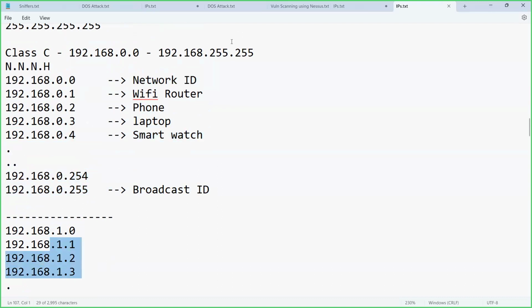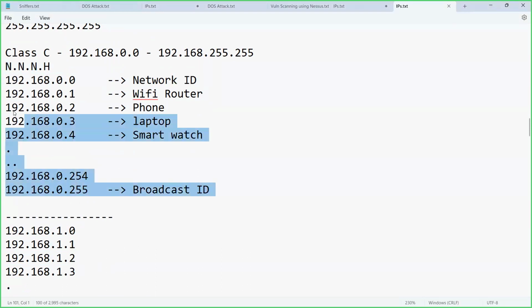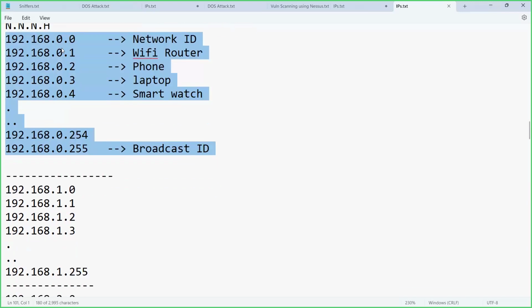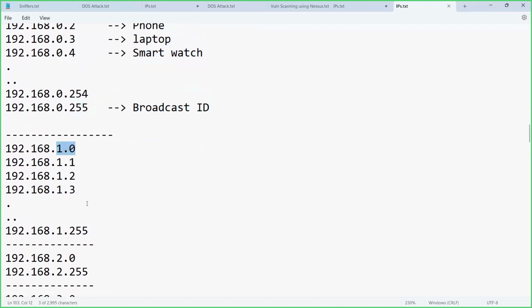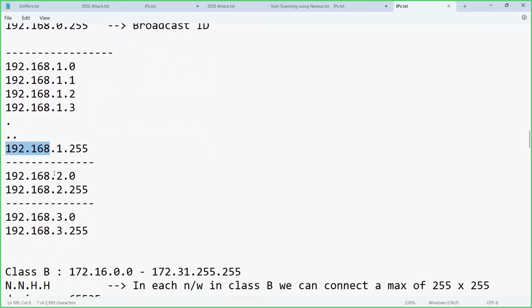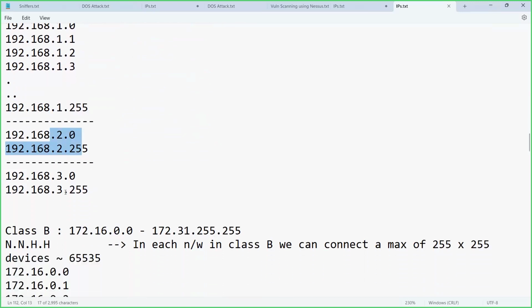Okay. So that's what the network portion and the host portion signifies, guys. Host portion indicates the host in the network, and network portion indicates the identity for the entire list of devices or the list of hosts in that network. Okay. So from 192.168.0.0 to 0.255, that's the first network. From 1.0 to 1.255, that's the next network. 2.0 to 2.255, that's the next network. 3.0 to 3.255, that's the next network.